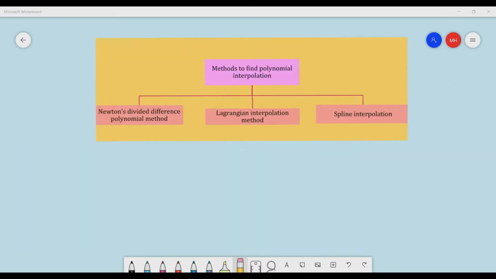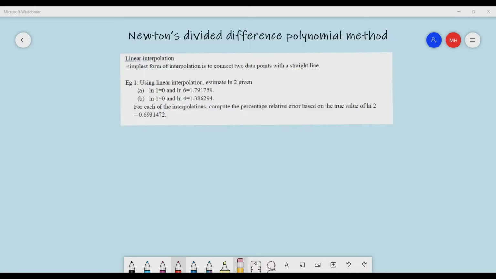There are a few methods to find the polynomial function or interpolation function. The first one is what we call Newton's divided difference method. The second one is Lagrange interpolation method. And the third one is spline. So we will go one by one. We will start with Newton's divided difference polynomial method. Now we go to the first method to find the interpolation function and to interpolate the unknown value. We go to first interpolation, which is linear interpolation.